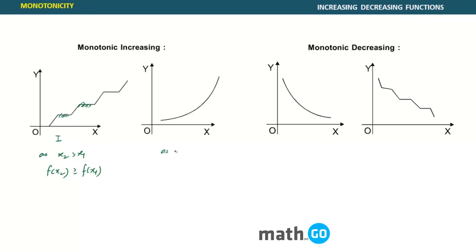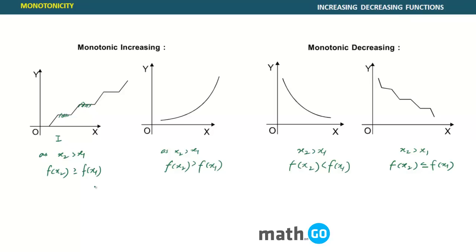Here, as x2 is bigger or larger than x1, it is a strictly increasing function, so f(x2) will definitely be greater than f(x1). So this is the definition of strictly increasing. Here, as x2 is greater than x1, since it is strictly decreasing, f(x2) will definitely be smaller than f(x1). And for here, if x2 is greater than x1, f(x2) would be less than or equal to f(x1). So these are the mathematical terms which you will use for these four particular diagrams.